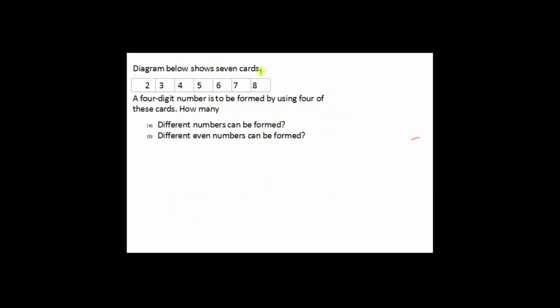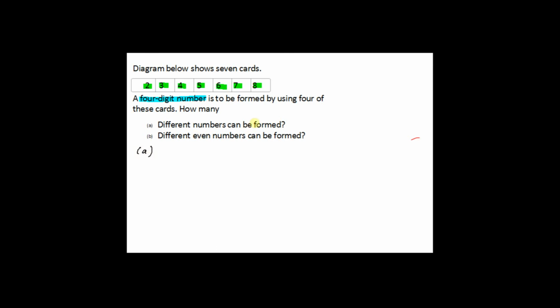Diagram below shows 7 cards. So you have 2, 3, 4, 5, 6, 7, 8. Total has 7 cards here. A 4-digit number is to be formed by using 4 of these cards. So for part A, how many different numbers can be formed?